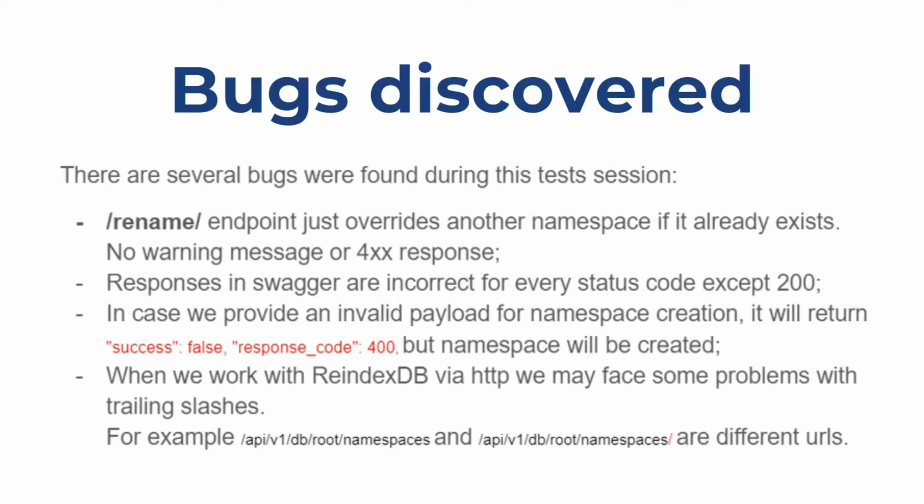Also, we discovered some bugs when we were testing the code. The first one: the rename endpoint just overwrites another namespace if it already exists, and there are no warning messages or 4xx response. Also, responses in Swagger are incorrect for every status code except 200. Sorry. In case we provide some invalid payload for namespaces, it will return success false and response code 400, but the namespace will be created.